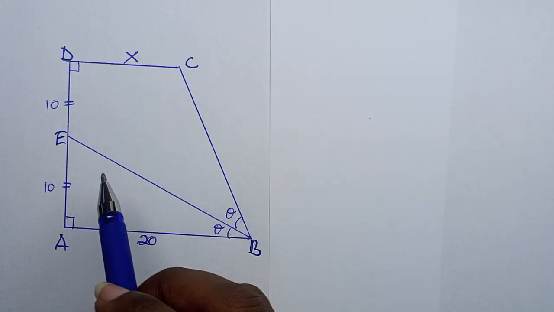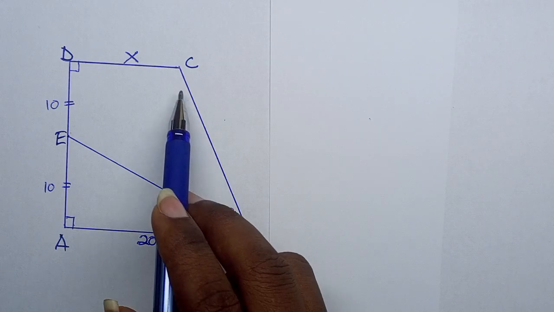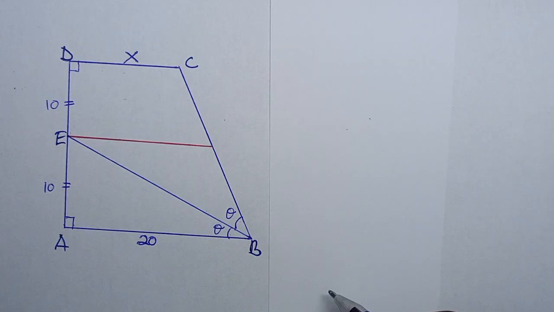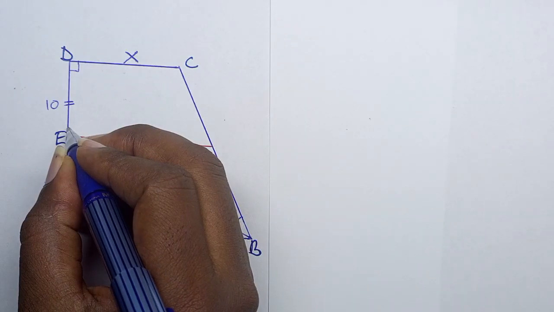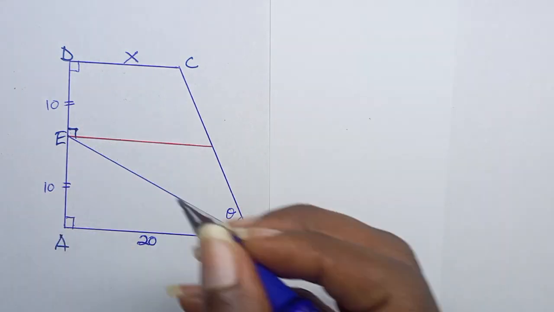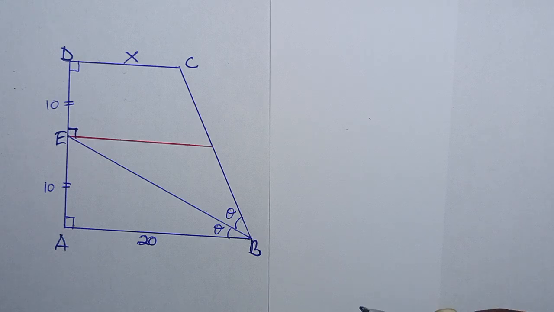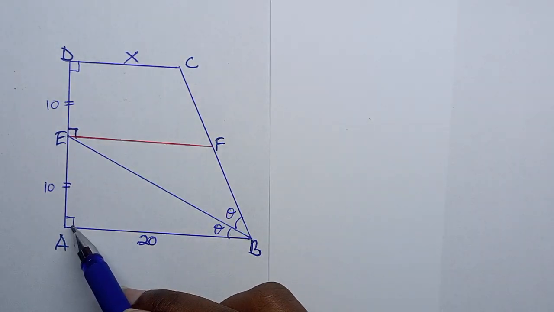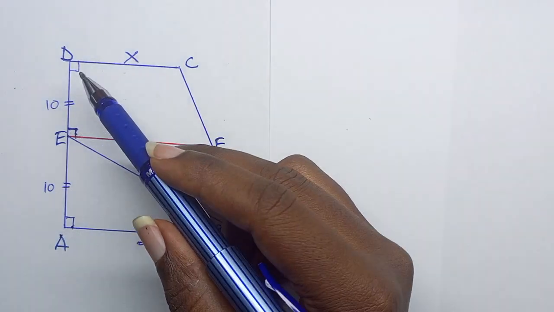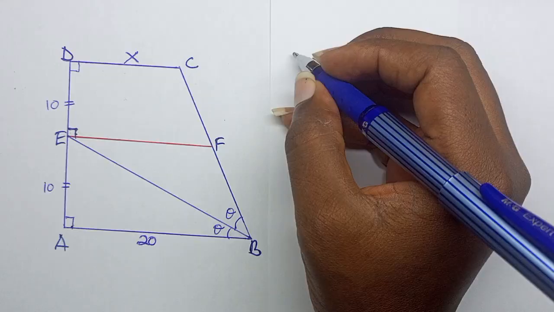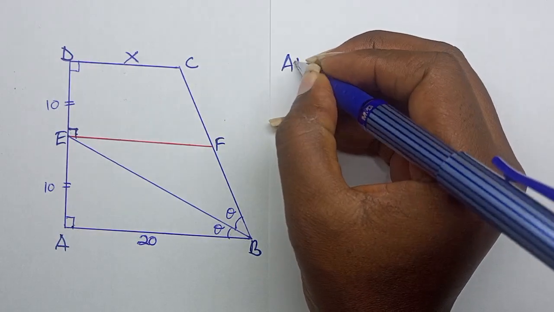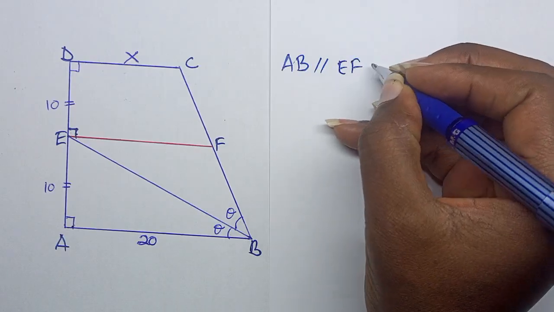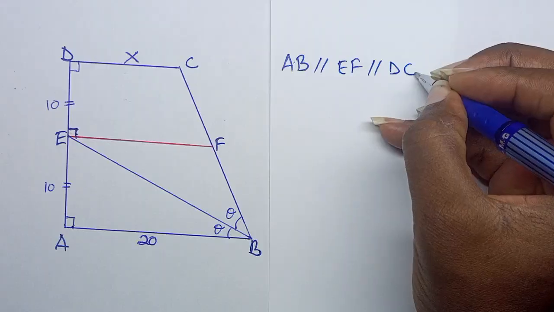Next, let's draw a perpendicular line from point E to this line CB. So we're going to draw a straight line, a perpendicular line, just like this. So this line is perpendicular to DE. Let me call this point F. Now, since this angle is 90 degrees, this is also 90 degrees, this is 90 degrees, we can conclude that line AB is perpendicular to line EF, which is perpendicular to line DC.